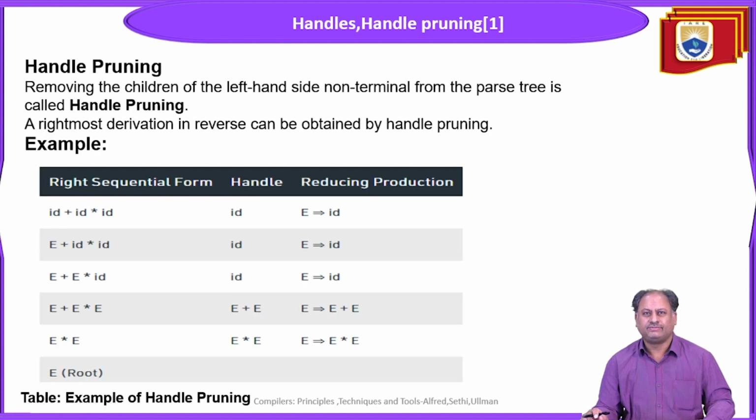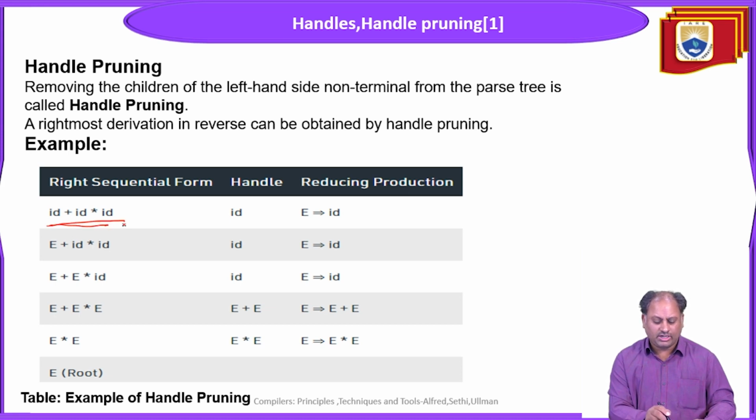What is meant by handle pruning? Coming to the topic of handle pruning, the entries available in the terminals and the left-hand side non-terminals of the parse tree are removed. Removing the children and leaving the left-hand side non-terminal from the parse tree is called handle pruning. We can also say that a rightmost derivation in reverse can be obtained by handle pruning. Previously we have seen the handle. Now for handle pruning, we simply substitute the corresponding production with the left-hand side non-terminal. For example, here in this case, id plus id star id is the given string.